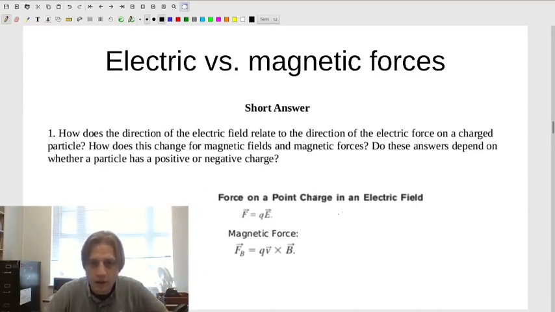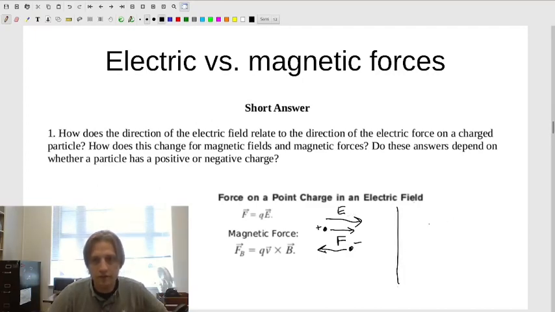Okay, so if you have an electric field that's in a direction and you put a plus charge in that electric field, the force is going to be in the direction of the electric field. If you put a minus charge in that electric field, the force is going to be opposite, because Q, if it's negative, gives you a negative of the direction of the vector. Okay, so that's your electric field.